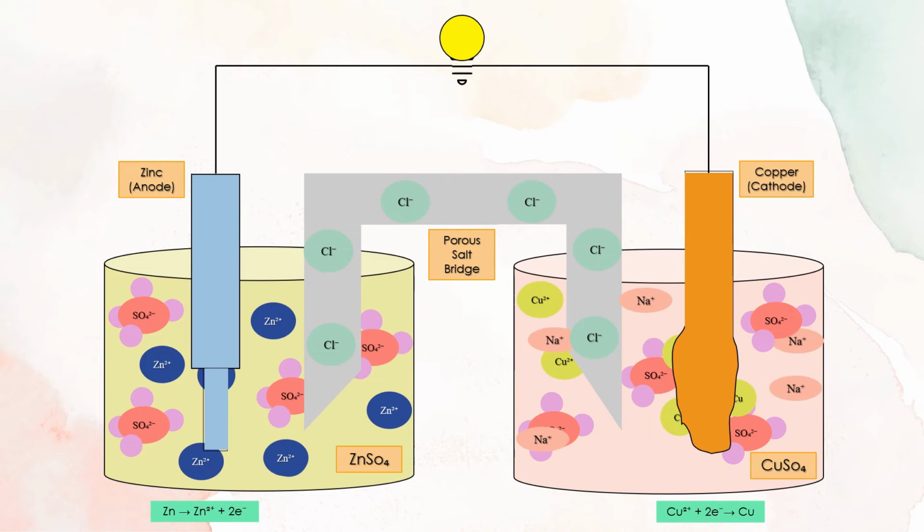ions. Positive sodium ions migrate into the copper II sulfate solution from the salt bridge, while negative chloride ions migrate from the salt bridge to the zinc solution and maintain neutrality of the solution. The reaction stops when the zinc electrode or copper ions are depleted. The overall cell reaction can be written like this.